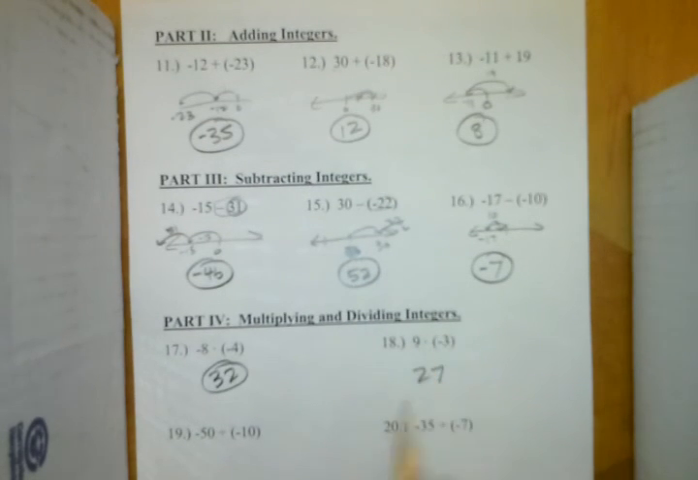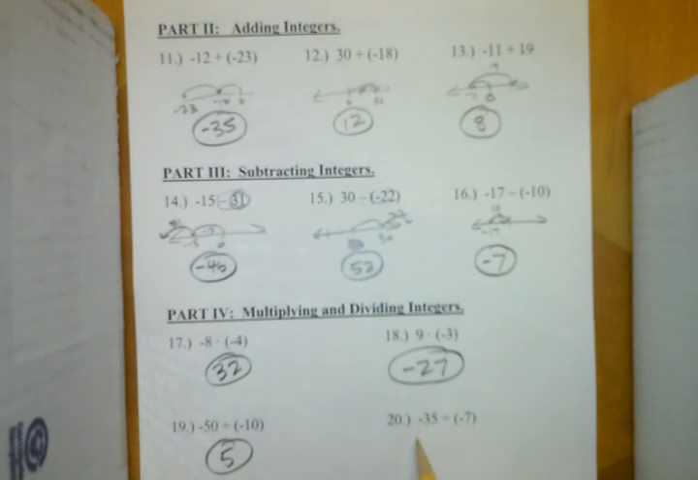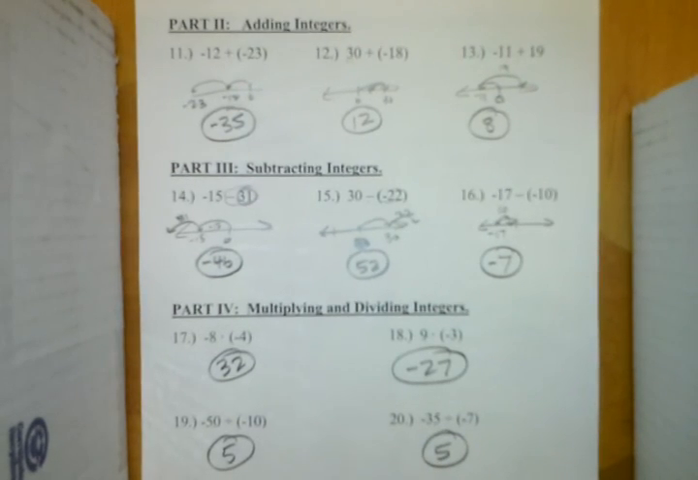They each have different signs, so your answer is negative. Negative 27. Number 19, 50 divided by 10 is 5. They have the same sign, so your answer is positive. And number 20, 35 divided by 7 is 5. They have the same sign, so you have a positive answer, so it's positive 5.